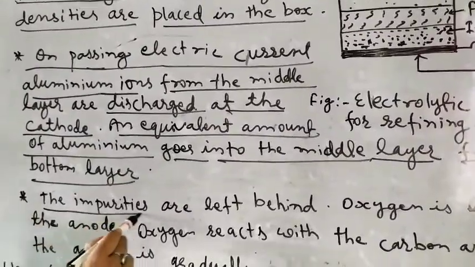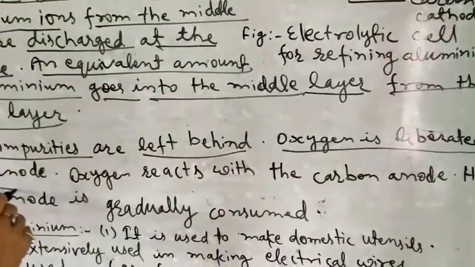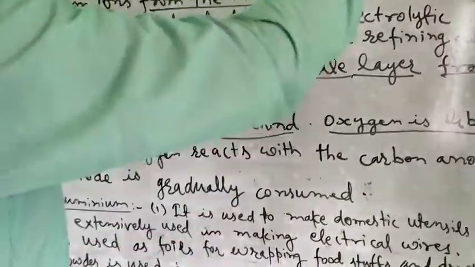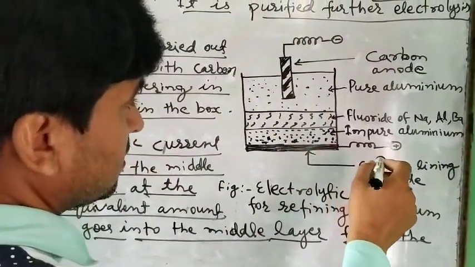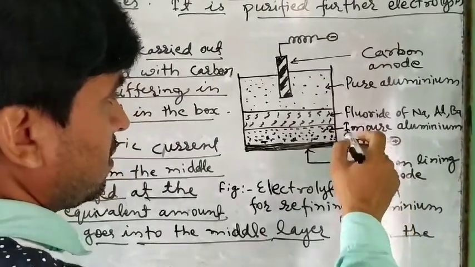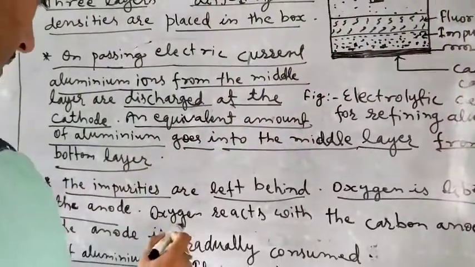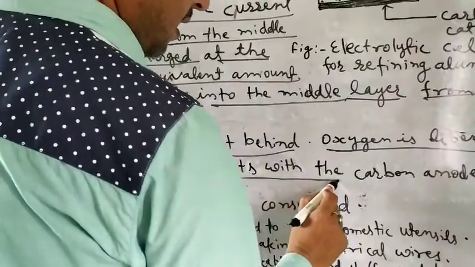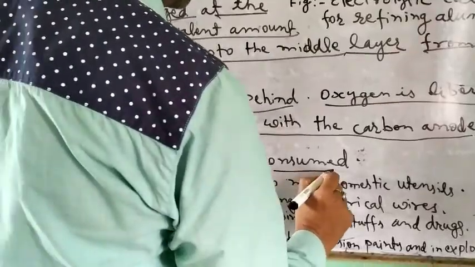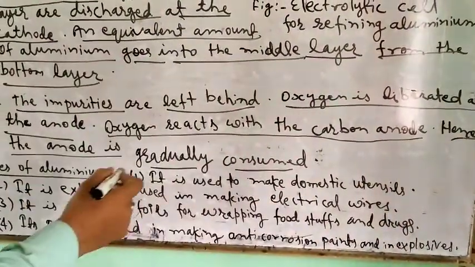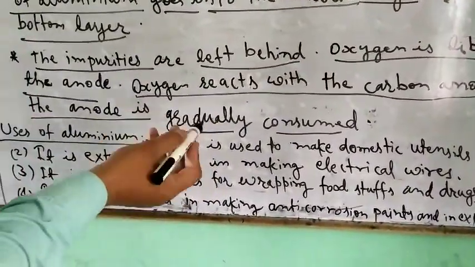Now the impurities are left behind. Oxygen is liberated at the anode, and aluminium is liberated at the cathode, that is the carbon lining, and here aluminium is separated at the upper layer. In this process, oxygen reacts with the carbon anode, hence the anode is gradually consumed and it is removed from time to time.